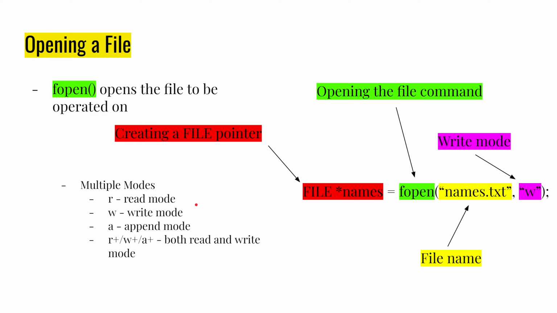A file is opened in the format: FILE, then the pointer name, which can be anything, is equal to fopen, and inside parentheses we have the name of the file, which can also be the path of the file if the file does not exist in the same folder as the code file, and the mode of the file. So this file we would open in write mode. Normally you can also open this file in read mode or append mode.